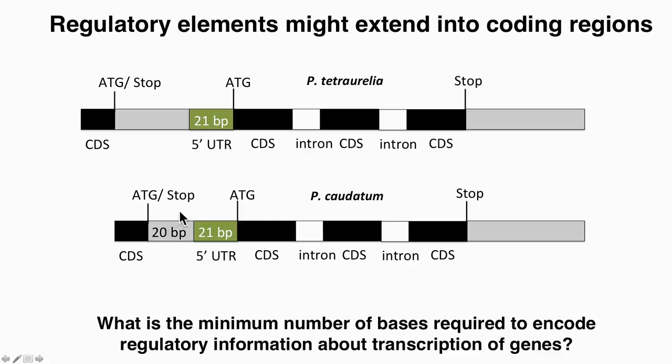On the other hand, it also raises an interesting question about what is the minimum number of bases required to encode regulatory information about transcription of genes in eukaryotes. A recent study in yeast has identified a minimal promoter, which is only 116 base pairs long. But this suggests that we might be able to find a much smaller promoter region needed to drive expression patterns in P. caudatum. In fact, most of the P. caudatum intergenic sites must be functional and must be under stronger selective constraints.